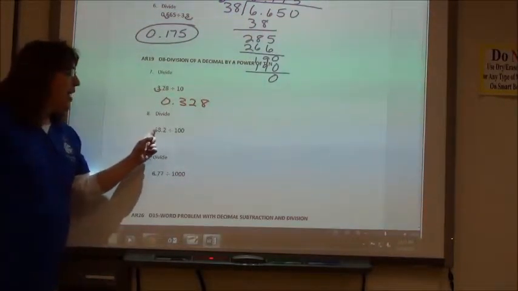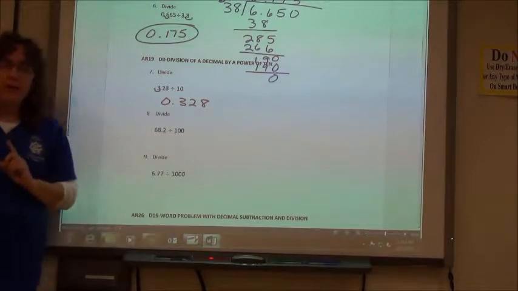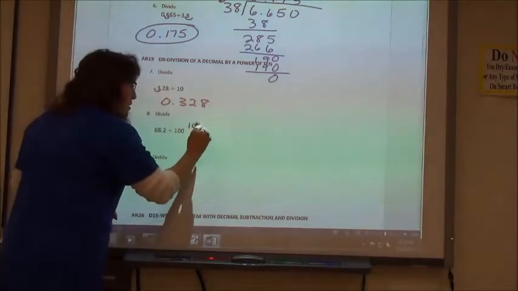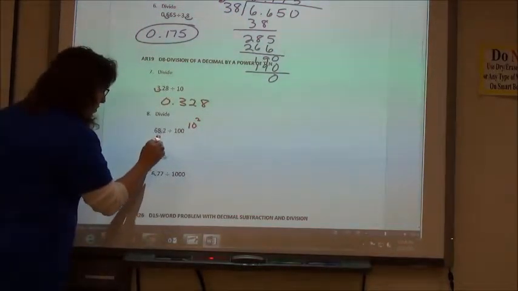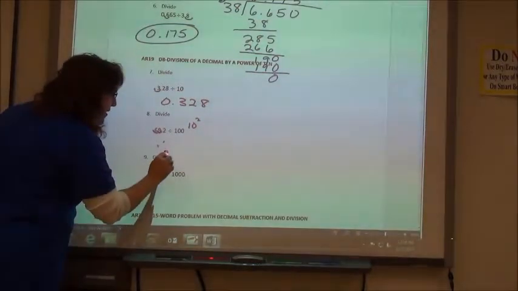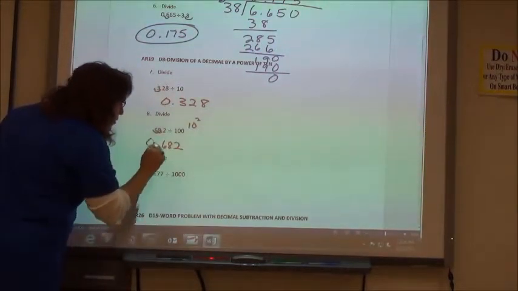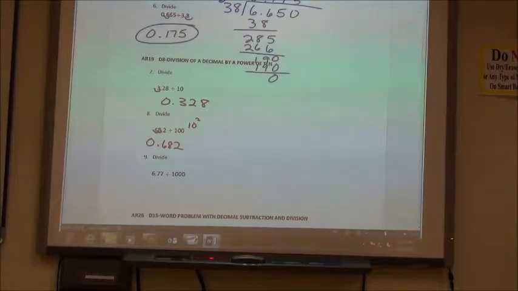So on number 8, 100 is 10 to the second power because it has two zeros. That means I can move my decimal backwards 2 places. 1, 2. Again, it happens to end up right in front of the 6, so they're going to add the 0 in front and say 0.682.